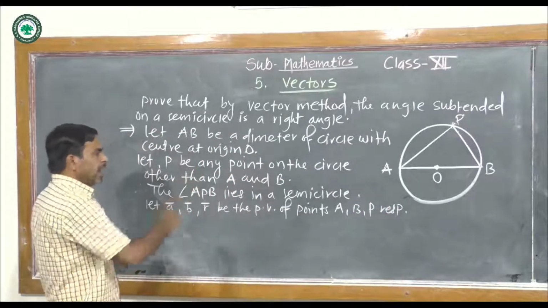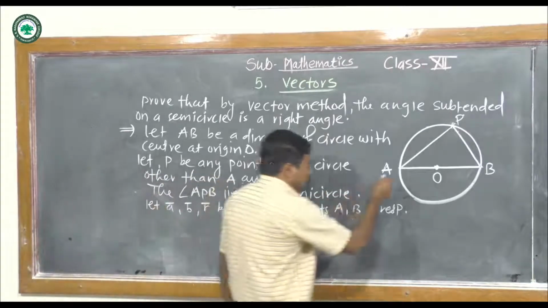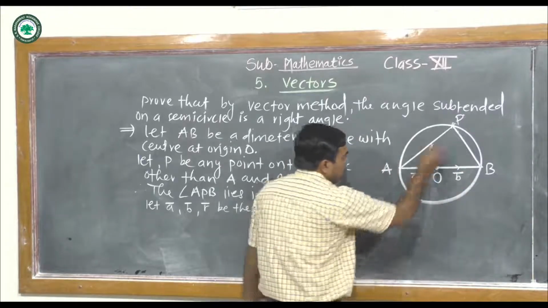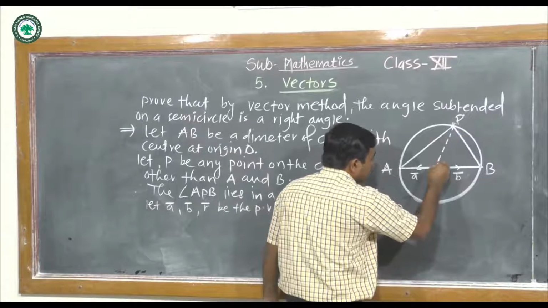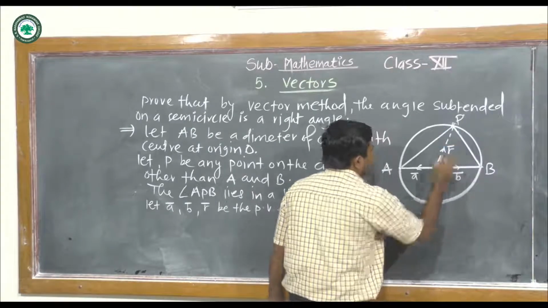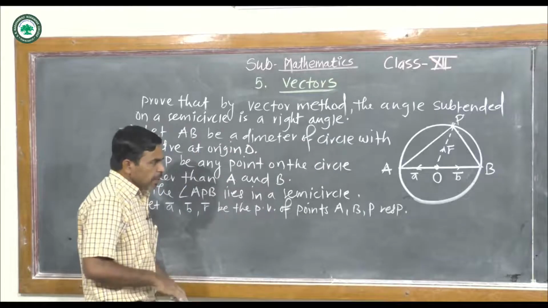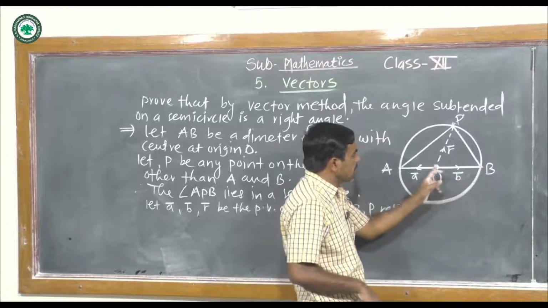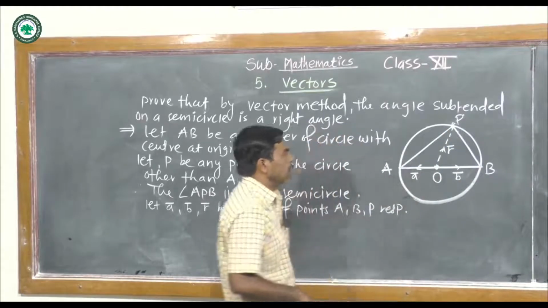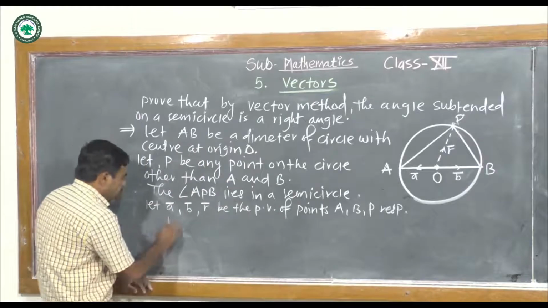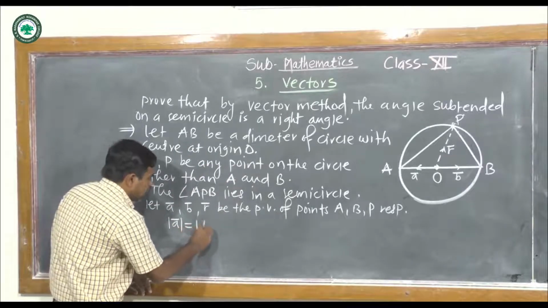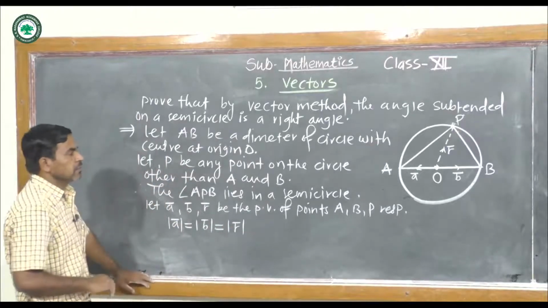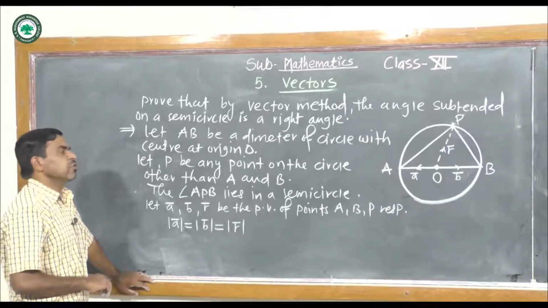So here OA bar is A bar, and OB bar is B bar, and this vector OP bar is R bar. In particular, OA is a radius of the circle, OB is a radius of the circle, and OP is also a radius of the circle. So therefore the magnitude of vector A is equal to the magnitude of vector B is equal to the magnitude of vector R, because they are radii of the circle.